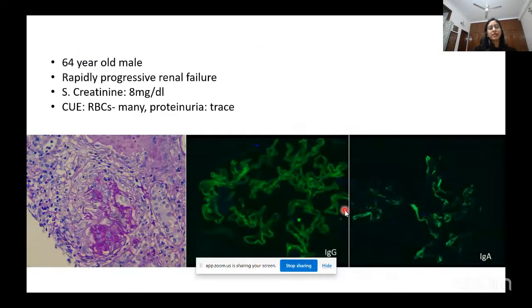So, this is another case of a 64-year-old male who presented with rapidly progressive renal failure with a creatinine of 8. The glomeruli showed cellular crescents. There was again a linear peripheral staining for IgG. And here, if we see IgA, there is a granular mesangial staining for IgA, and the capillary loops are not staining.